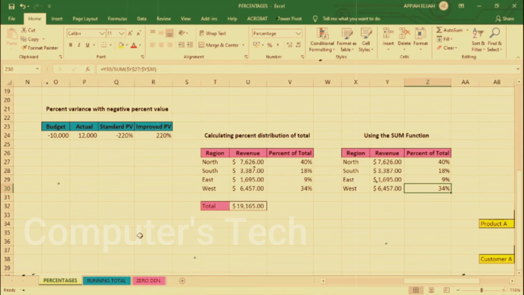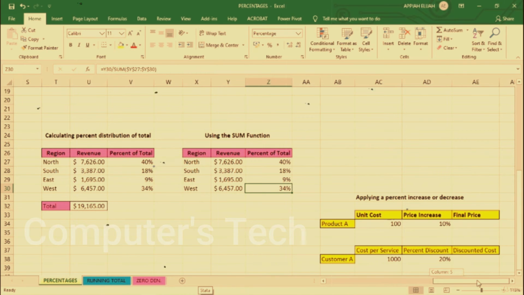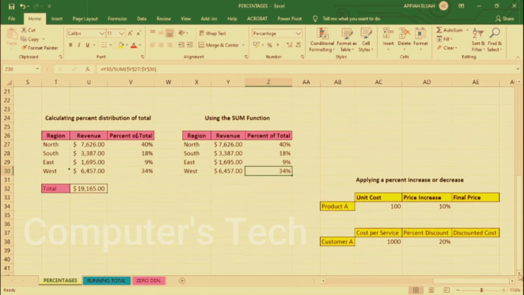Now this time around, we are done with this part, so we are moving on to applying a percent increase or decrease. Applying a percent increase or decrease.